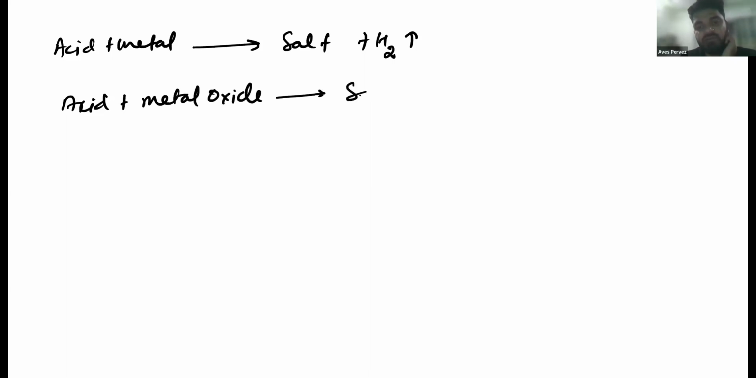then what will they give you? They will give you salt, but instead of hydrogen gas, now it will be water. This oxide will shift it to this one. Okay. Understood? The same product will be formed.